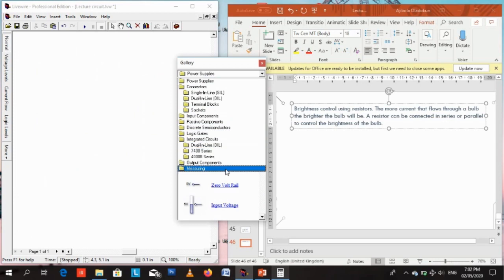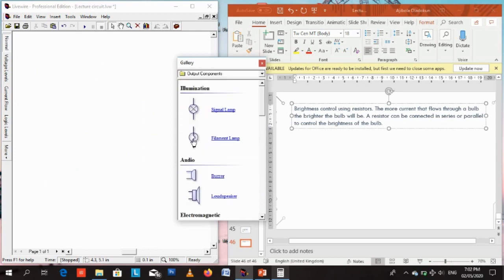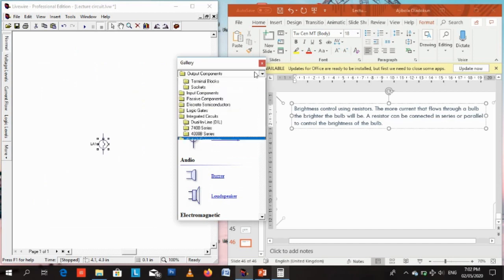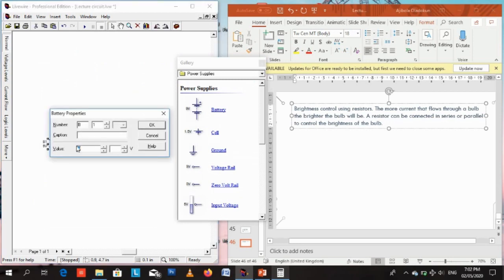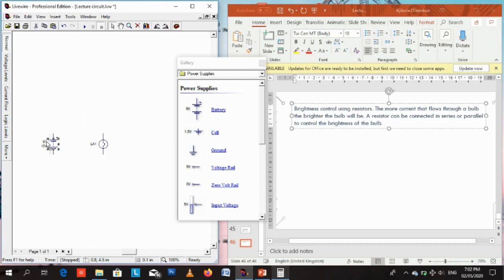So let's go to output component. Yeah, filament lamp. So I want to control the brightness of this filament lamp using just one single resistor. So I get my battery out as usual, double click, let me change the voltage to 10 volts. 10 volts battery, DC voltage source, also called battery.